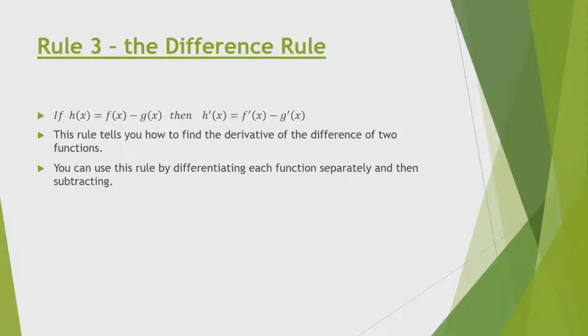Rule 3, the difference rule. If h of x equals f of x minus g of x, then h dash x equals f dash x minus g dash x. This rule tells you how to find the derivative of a difference of two functions, and you can use this rule by differentiating each function separately and then subtracting.